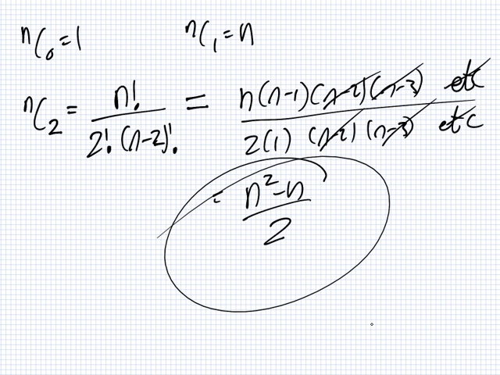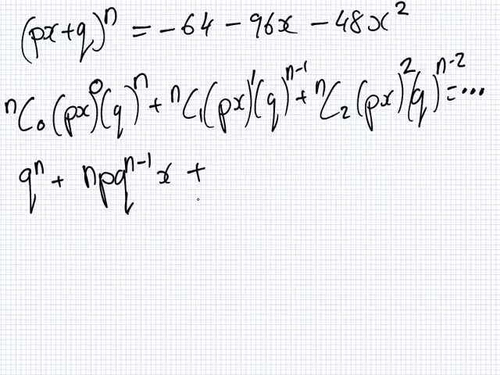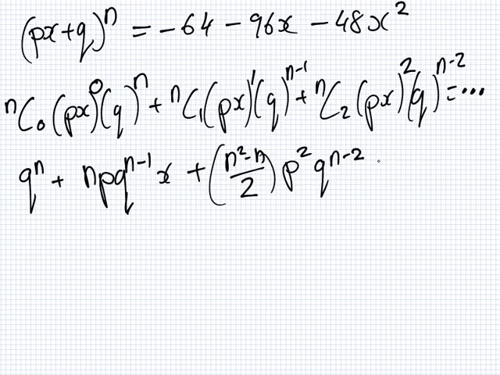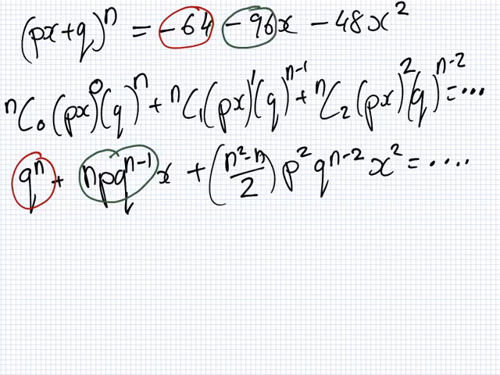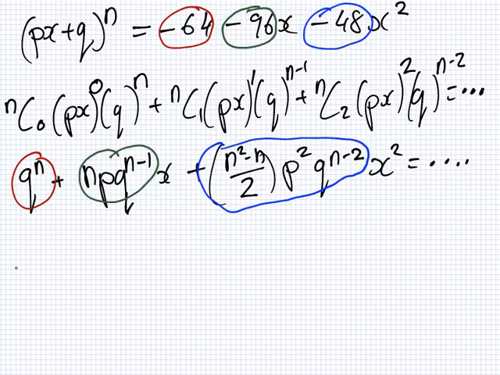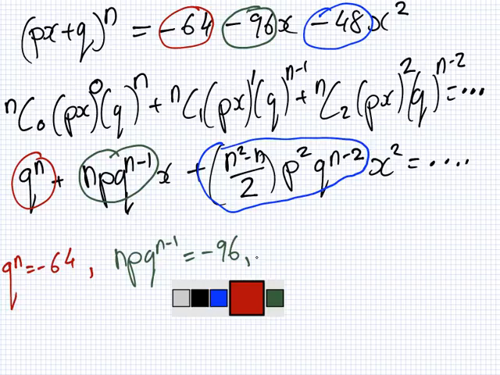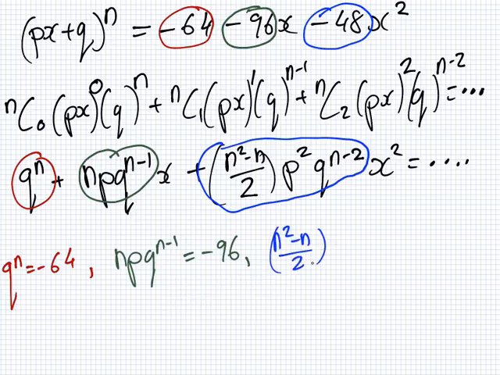Okay, can I go back to the main question? All right, so we now know that this is n squared minus n over 2, nC2, p squared q^(n-2), x squared equals dot dot dot. Now we can compare. So the q^n is minus 64. This part is this part, and in blue, this part is that. So we have q^n equals minus 64, and we have npq^(n-1) equals minus 96, and we have (n squared minus n over 2) p squared q^(n-2) equals minus 48.